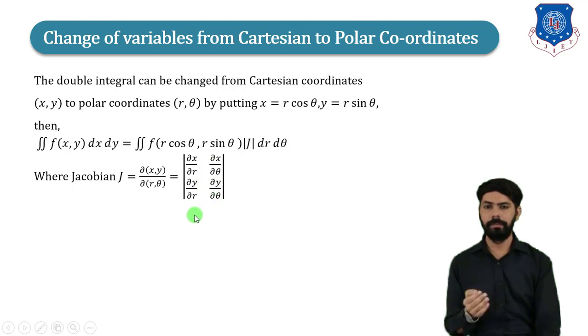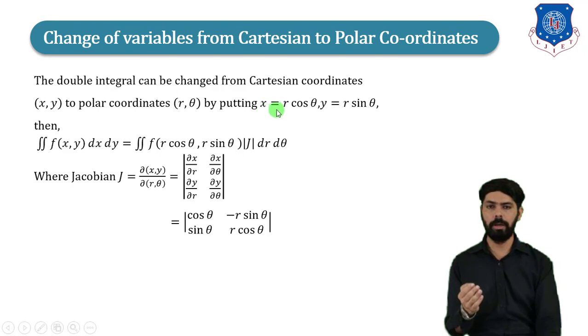So here we know that x is equal to r cos theta. So from this relationship we will find out del x by del r. That means we will have to take partial differentiation of x with respect to r. So here derivative of r will be 1 and cos theta will be as it is. So it will be cos theta. Then we will find out del x by del theta. That means we will have to take partial derivative of x with respect to theta. So r will be constant, so here r will be as it is, and derivative of cos theta is minus sin theta. So it will be minus r sin theta.